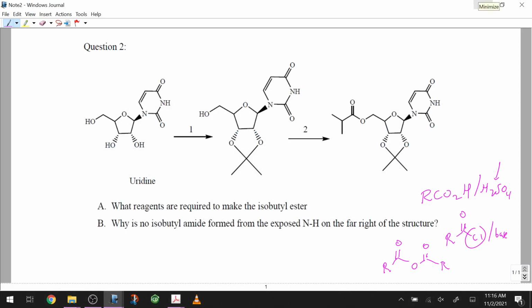Okay, so next part of the question is not related to what they would do, but just to make sure you're paying attention. Why are we not getting an amide here? And the answer is because it's already an amide. The lone pair you would need to use there to make an amide is busy. It's resonating. It's not available. So it's not an amine. That is an amide. So you are not making another amide out of it.